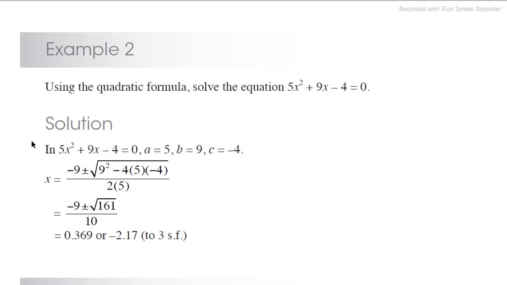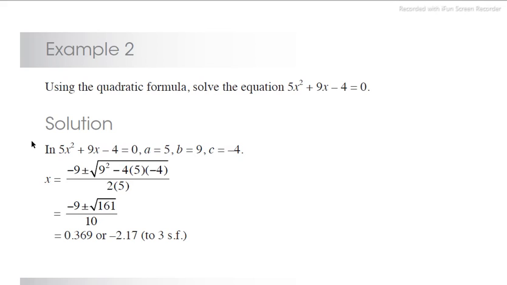So you compare that with the equation you are given in the question. If we compare that with this equation, which is 5x squared plus 9x minus 4 equals 0, 5 is in the position of a, b goes with 9, and negative 4 is the constant c, meaning that a equals 5, b equals 9, and c equals negative 4. So after getting the values of those, now we substitute in the formula and simplify to get the value of x.